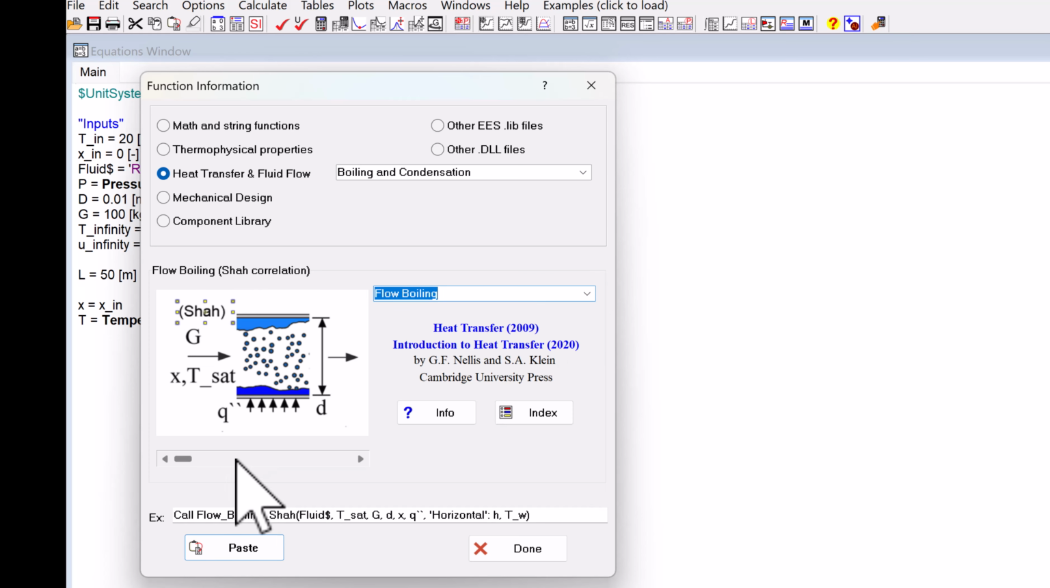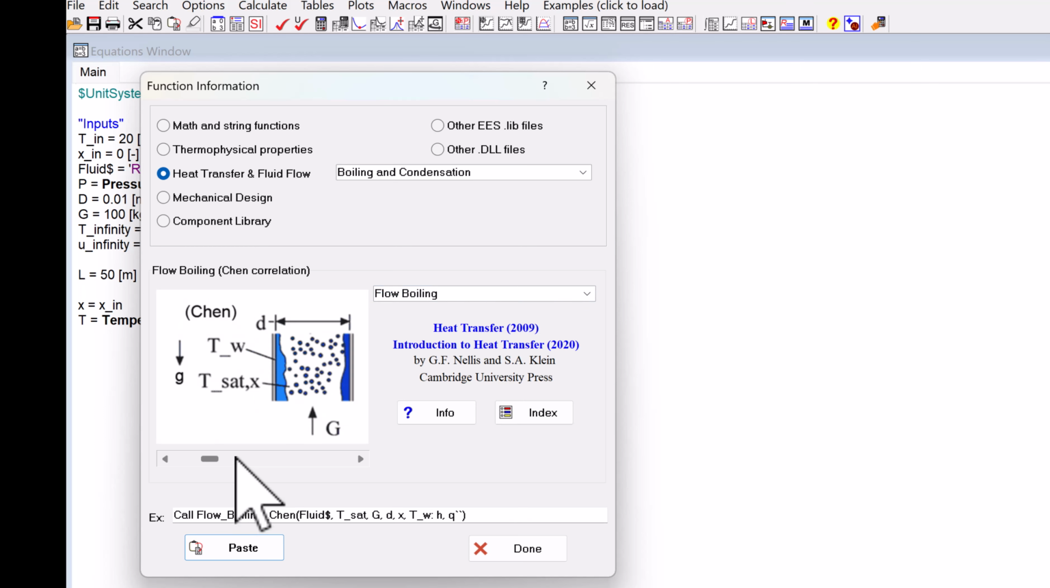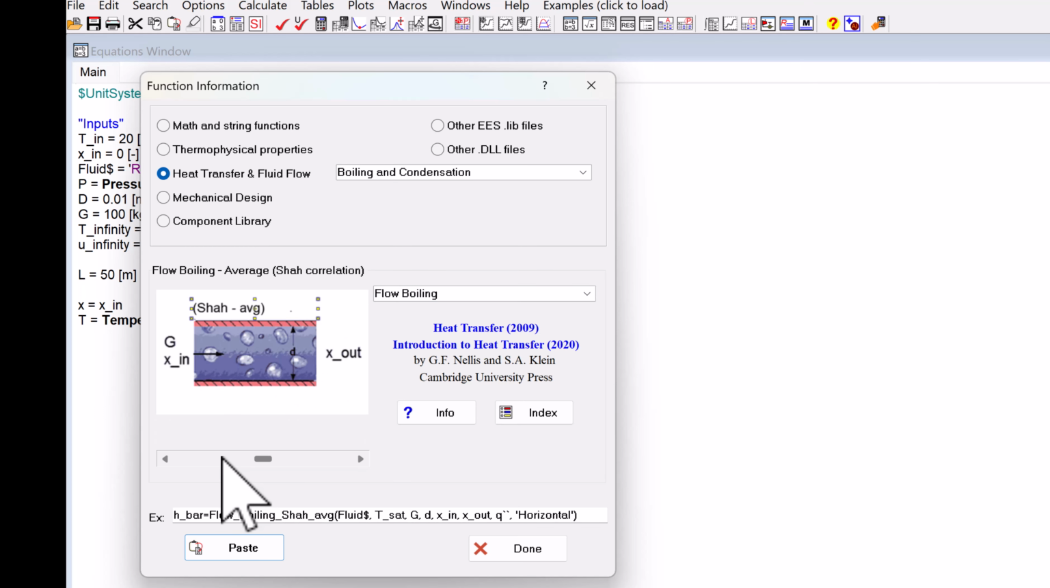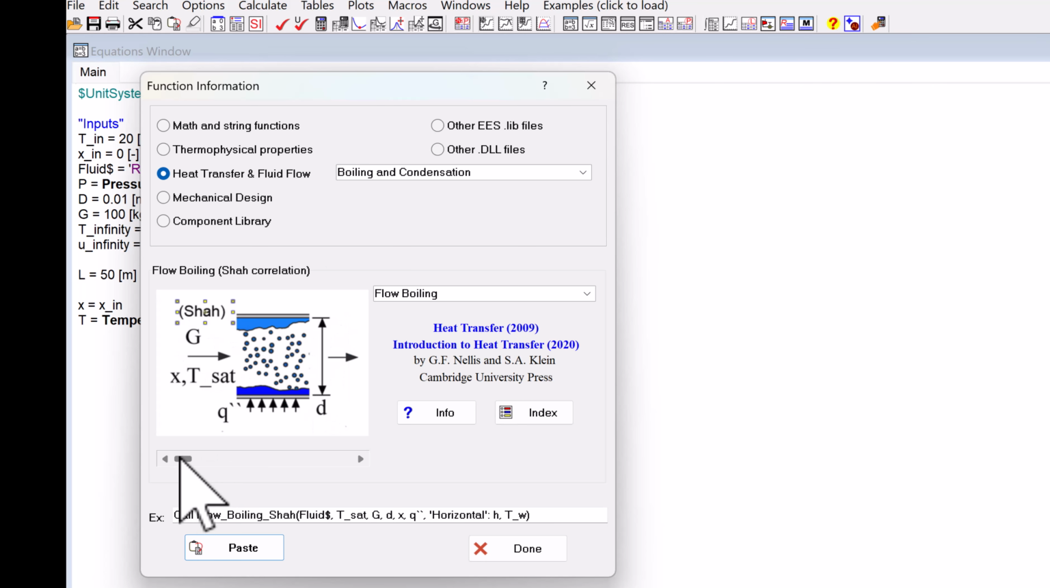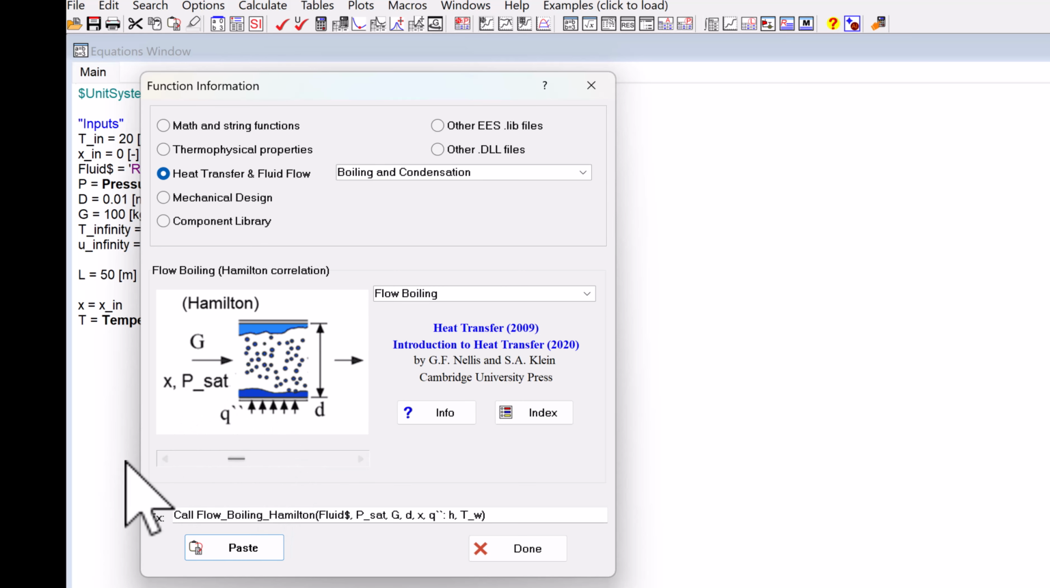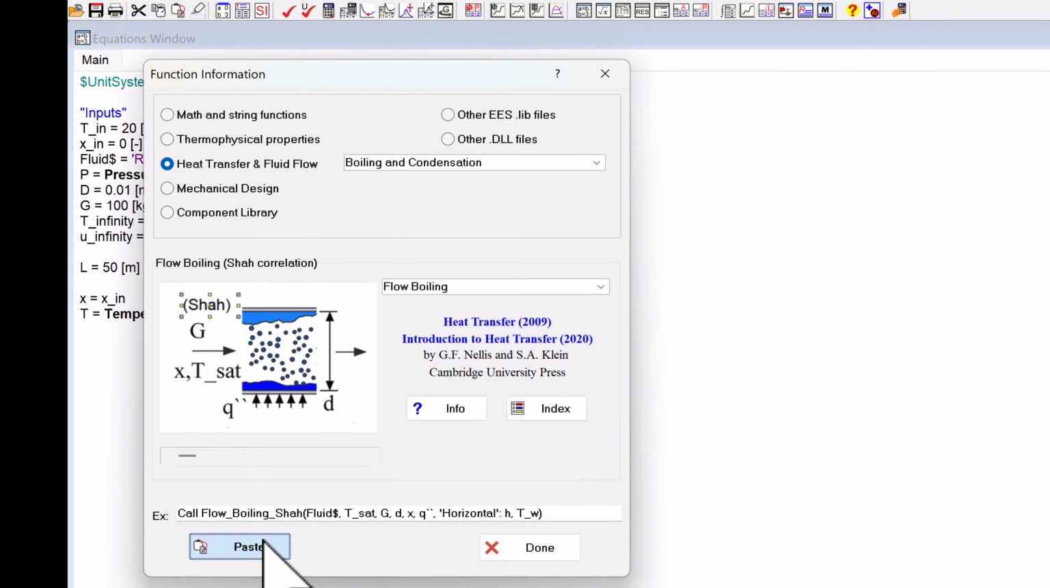Turns out there's a few different horizontal cases. So the Shaw one is horizontal, Chen is vertical. I actually think one of these Hamilton is either horizontal or vertical. So we could probably pick between the Shaw or the Hamilton. Maybe we should do both just to see how different they are. But at least initially, let's put the Shaw correlation in there.